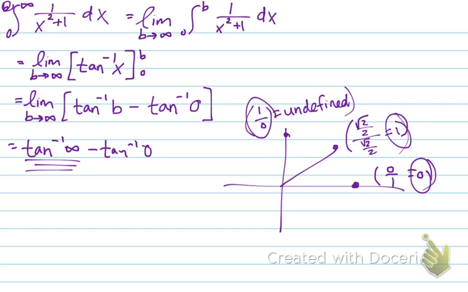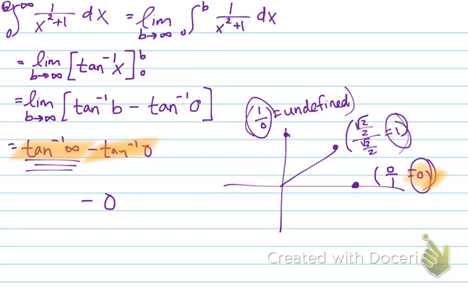So for the first one, it would be 0. For the second one, it would be pi over 4. For the third one, it would be pi over 2. So if I'm looking over here, and I see that I have tangent inverse of 0, well, I know that tangent equals 0 at 0. So tangent inverse of 0 must equal 0. So that's minus 0. And for this one, I have tangent inverse of infinity.